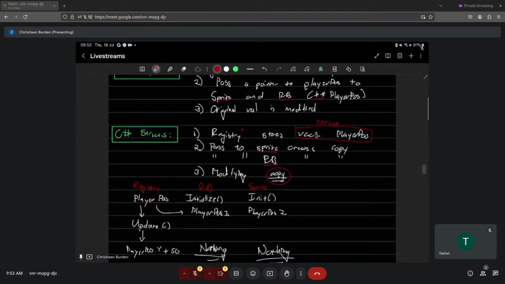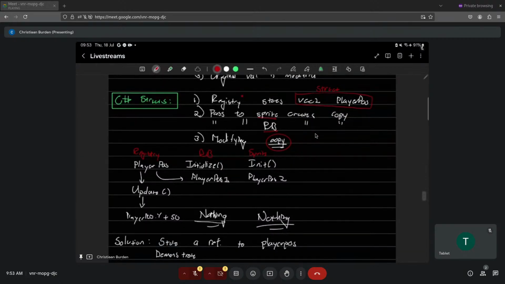So to make this more visual and show a little map of how it works, we have the registry here, the rigid body component and the sprite component. Here, at the start of our game, we create a player position and we initialize the player position in the rigid body and sprite class to this value. However, this is a pass by value and not a pass by reference. So this means we are creating new instances of player. So this is not equal to the actual original value.